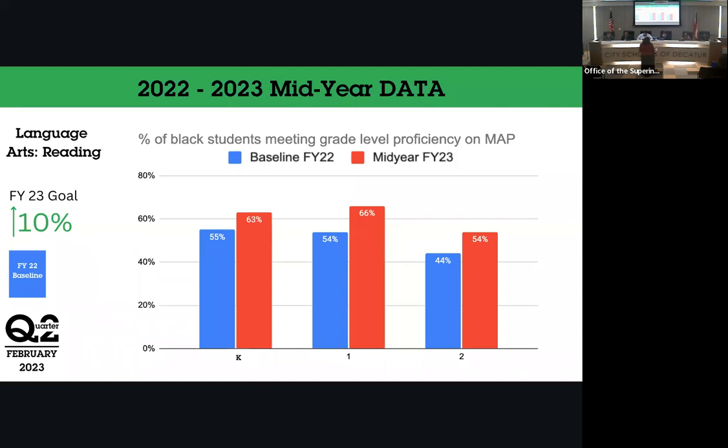Just a clarifying question, Dr. Bean, the goal is to go up by 10%. Yes, for all of these. So in first grade, you would have wanted to go from 54 to 64, 44 to 54. So you've gotten there for those two.